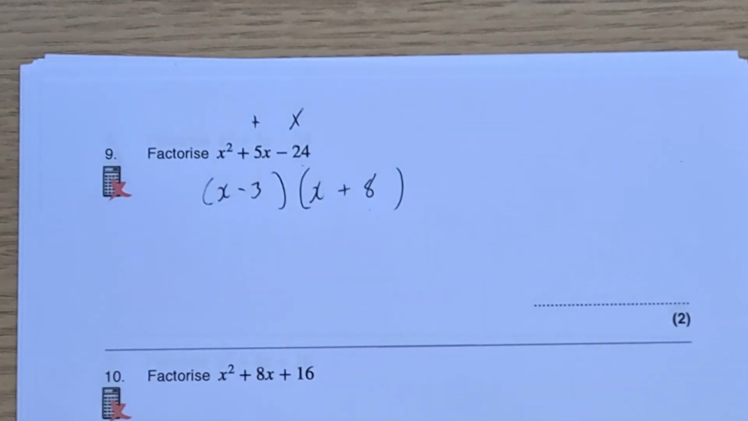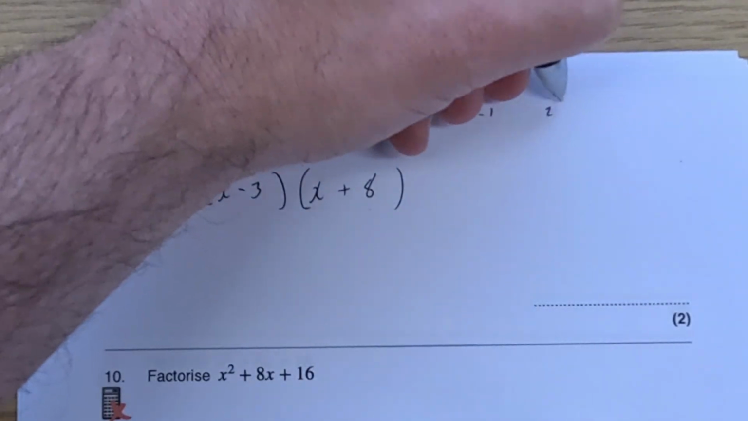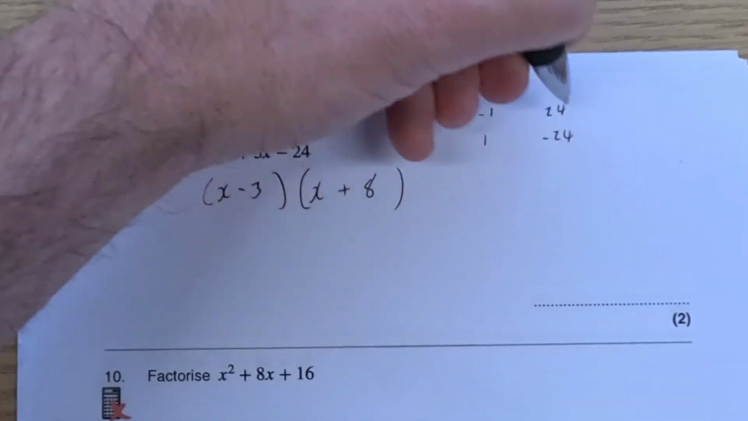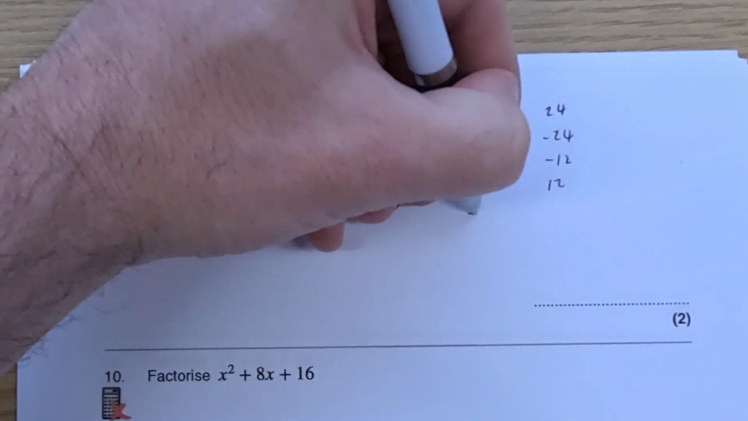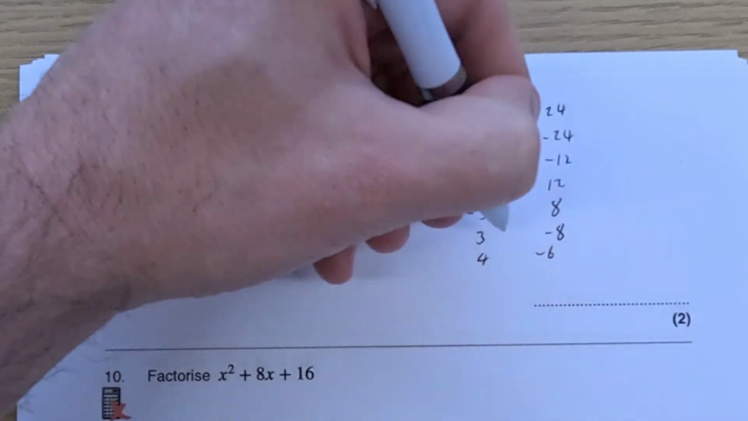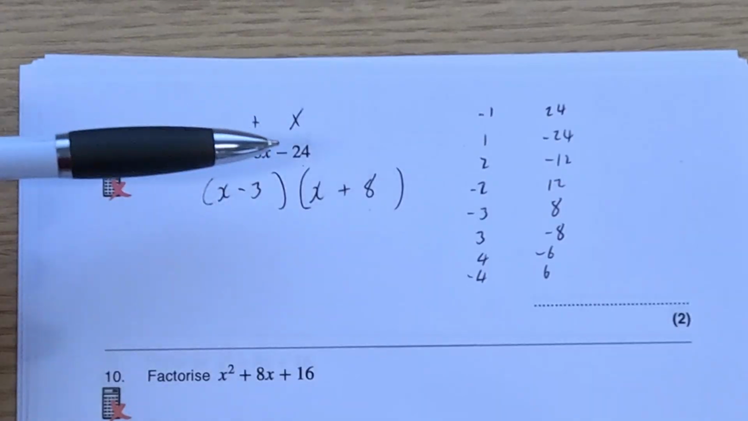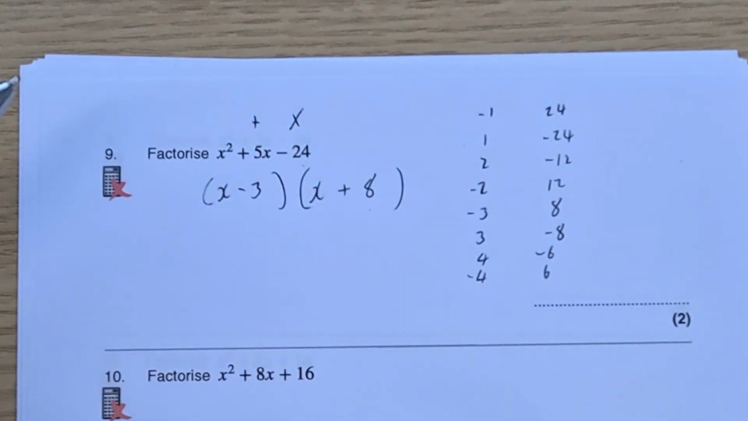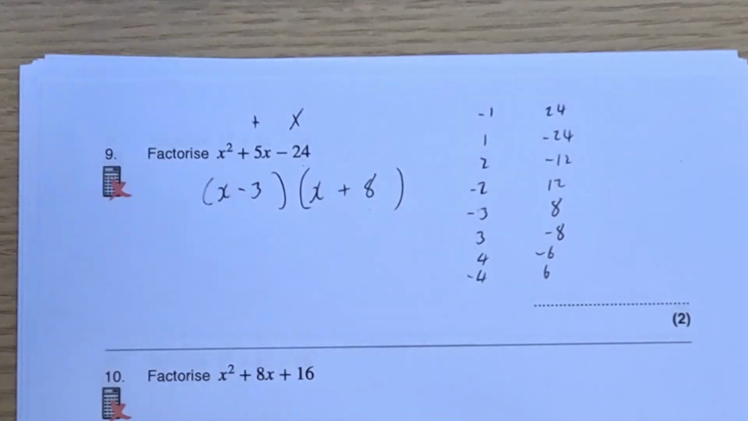And that's what I mentioned earlier on in the video, that as you do more and more of these, you get to spot those answers straight away. Alternatively, if you didn't spot those straight away, you could write down the numbers that times together to be minus 24, such as minus 1 and 24, 1 and minus 24, 2 and minus 12, minus 2 and 12, minus 3 and 8, 3 and minus 8, 4 and minus 6, minus 4 and 6. And then you could see that all of those times together to be minus 24, and then just check which ones add together to be 5, and you'll see it's going to be this one here, the minus 3 and 8 one. And that's it.